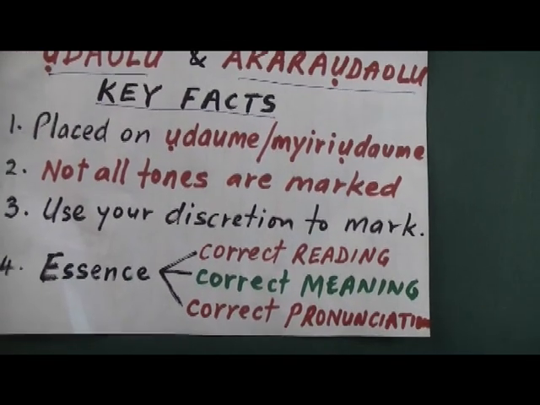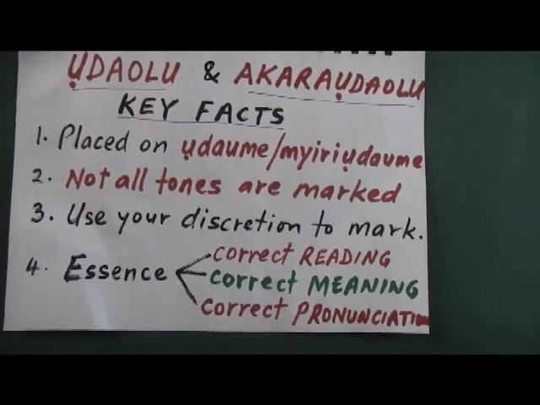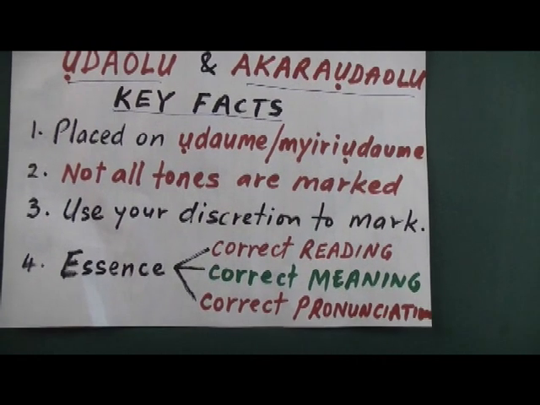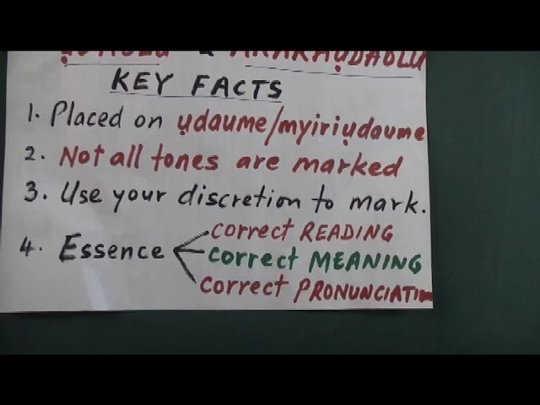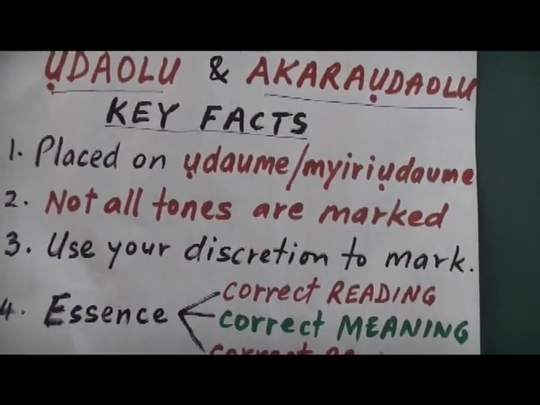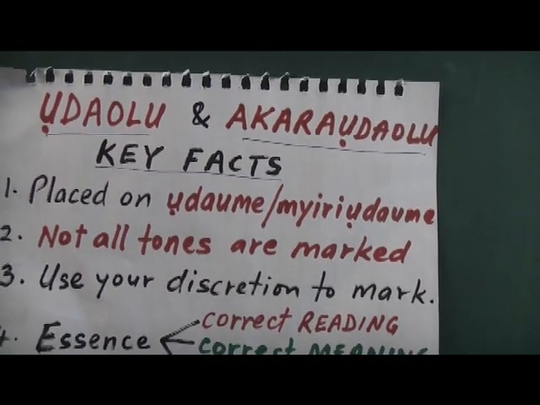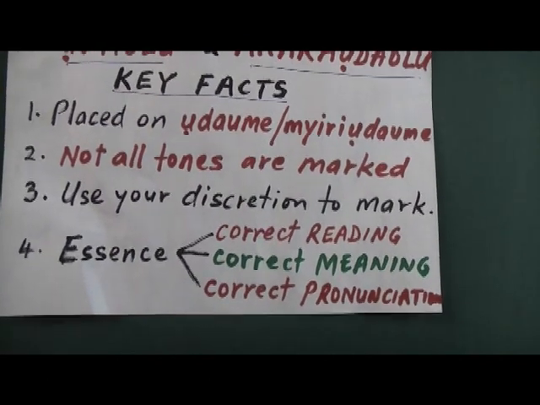In all Igbo words or mkpụrụokwu, you don't mark all the tones. You only select those you can mark, those that are necessary. If you start marking all tones, your write-up will be very clumsy, congested with tone marks. Not all tones are marked, but the tone marks must be placed on top of ụdaume or nyiri. You can use your discretion to choose.